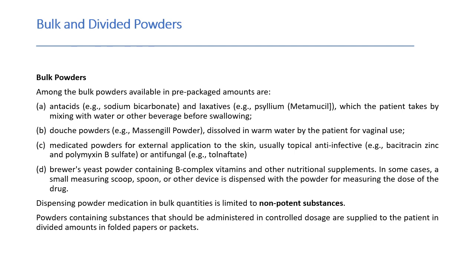Powders can be bulk or divided. Bulk powders are mainly used for non-potent substances. These bulk powders are available in pre-packed amounts, ready to use by the patients. These include antacids and laxatives, Dosh powders, medicated powders for external applications, and yeast powder containing B complex.